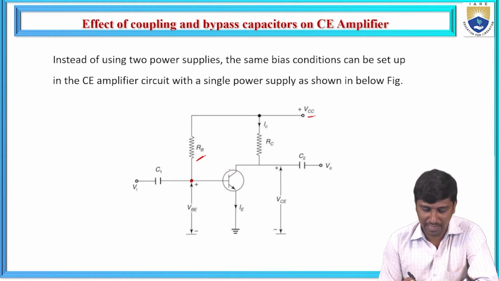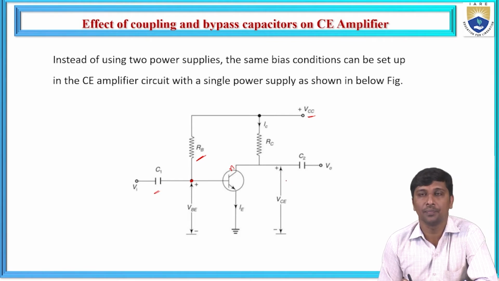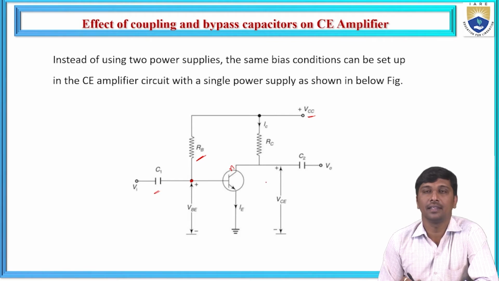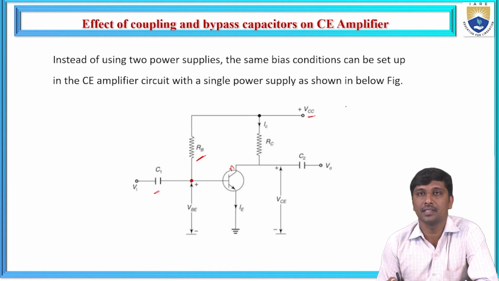Hence, this is the N-type material. Here N is connected to positive, which means this particular junction becomes reverse biased. Again, we are placing these capacitances C1 and C2. In general, we know that a capacitor allows only the AC signal and attenuates the DC source.